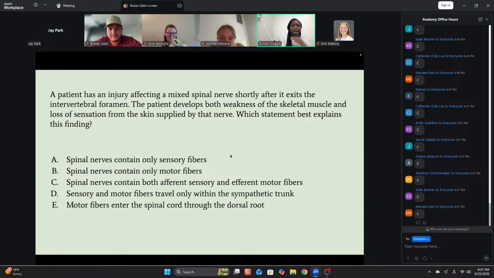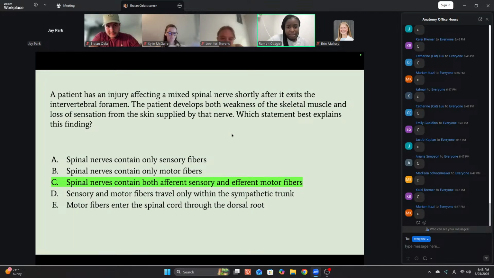All right. Okay, so let's talk about this. So the correct answer is C. Good job. Spinal nerves contain both afferent sensory and efferent motor fibers. I think I took this question from your anatomy, you know, the questions that they give you guys before each mod. So there you go. That's how you know this is going to be a question on your exam. So definitely make sure that you know this. And it seems like you guys really know your stuff. Great job. Keep it going.